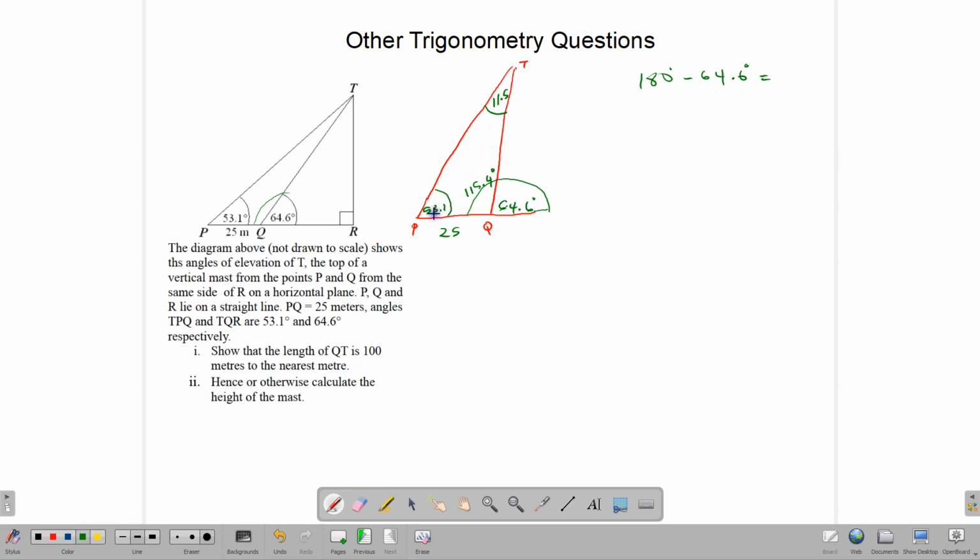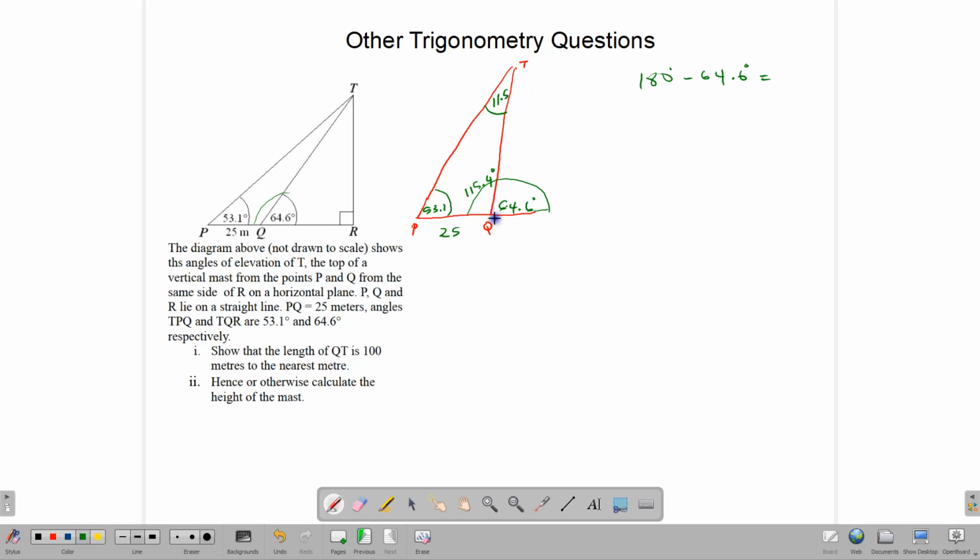This angle here is 53.1, and this angle here is 115.4. You could also find this angle by subtracting 53.1 from 64.6, if you know about that theorem that these two angles add up to give you the external angle here. But once you found them, then you realize that now we can apply the sine rule to this triangle to find the length of QT.